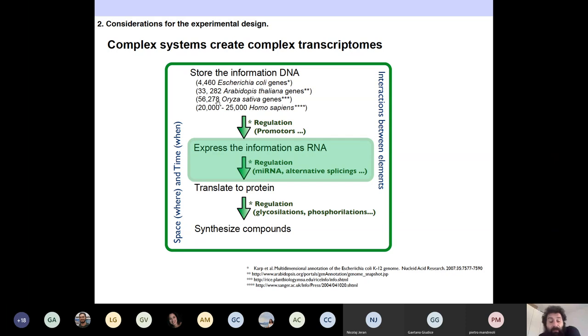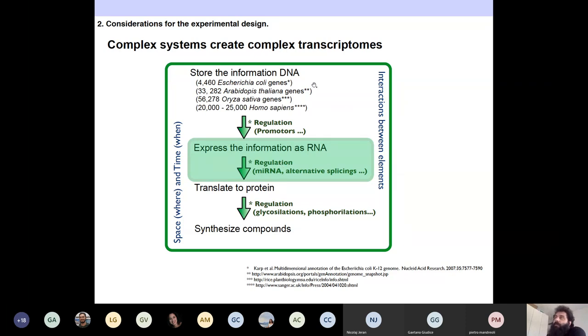And that is without thinking in polyploids. Then you have the expression of those, and the expression of those produces the RNA, that is the thing that you are looking for. And then this RNA is translated to proteins, and then these proteins synthesize compounds. No, that will be kind of the general field.